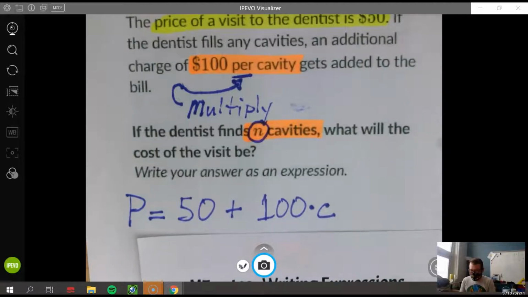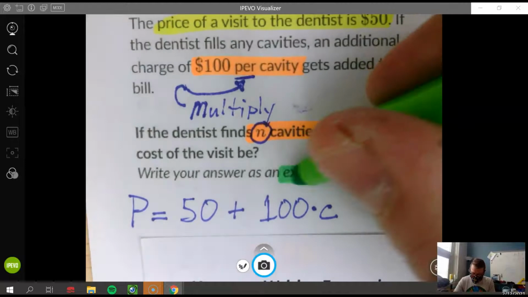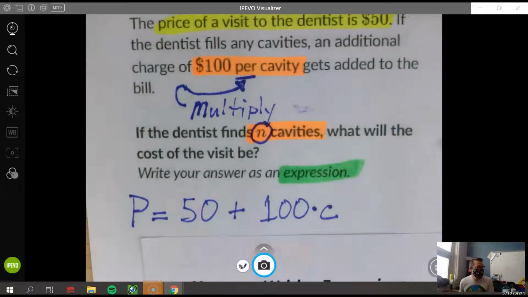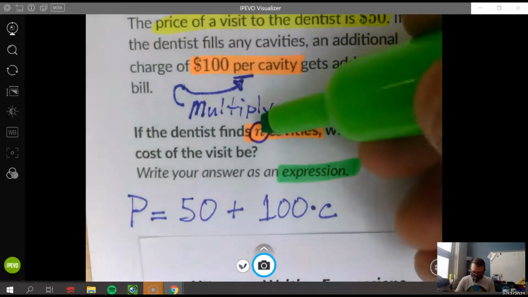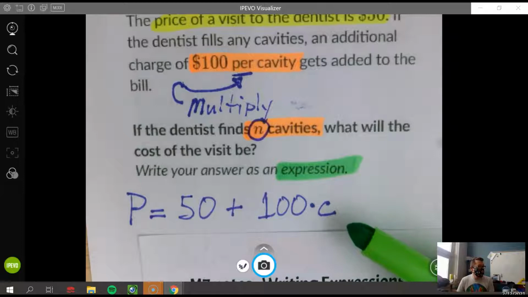So, good work. This is wrong though, because they asked us to write an expression, and I wrote an equation. They also asked us to use n as the variable for cavities. Oh man, I used c. So even though this is really close to correct, if I type this into Khan, it's wrong.